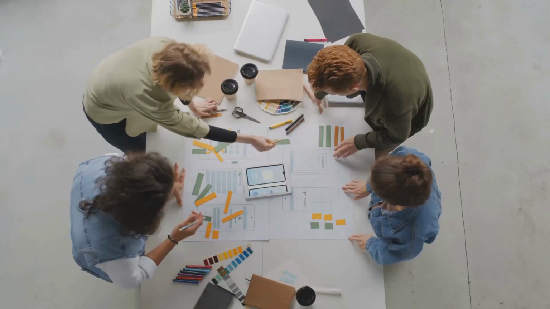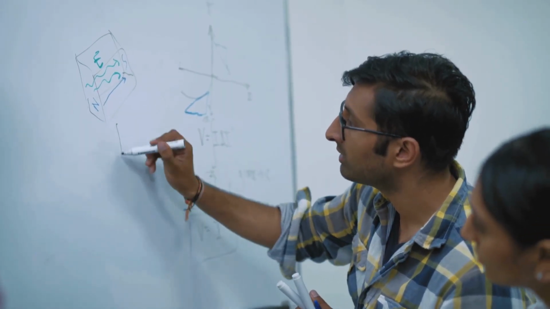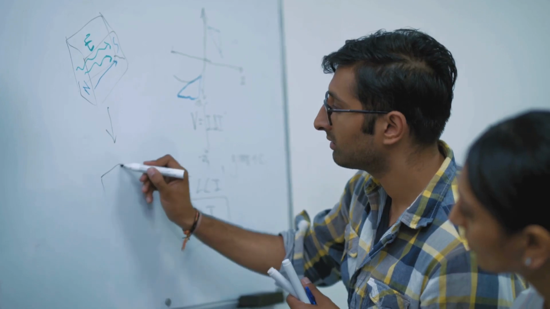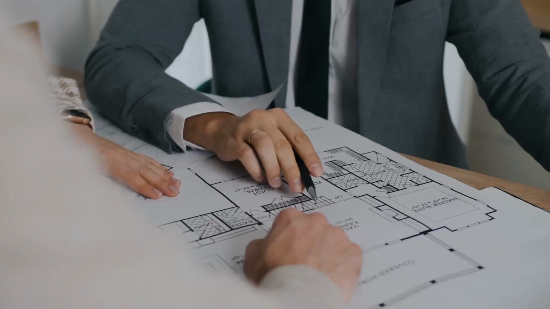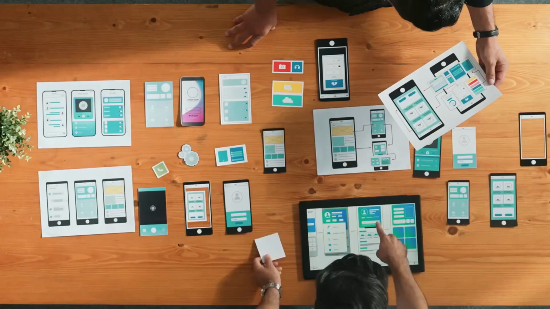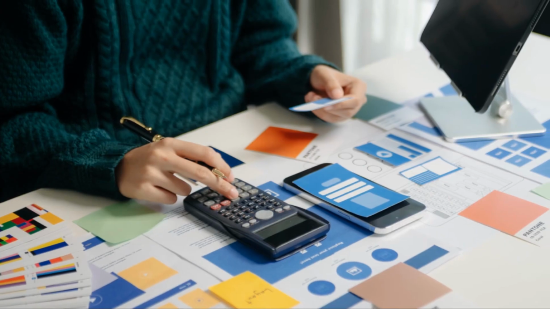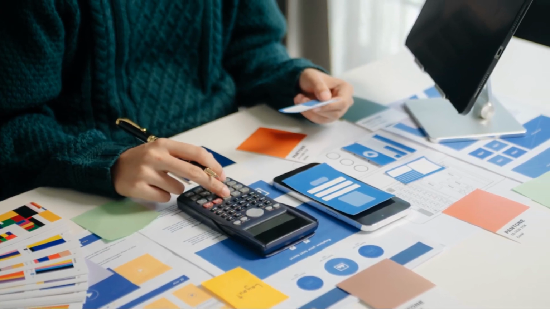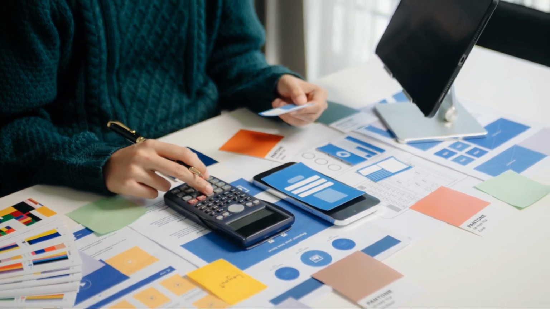Next, we dive into requirement analysis. Here we gather all the functional and non-functional requirements and craft a detailed software requirement specification, or SRS document. This is our blueprint for what the software should do. Then comes design. This is where the architecture and system design come into play. We focus on UI/UX design, database design, and the structuring of different modules to ensure everything fits together seamlessly.